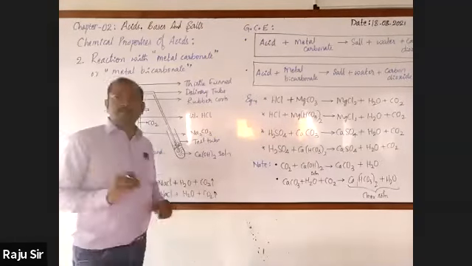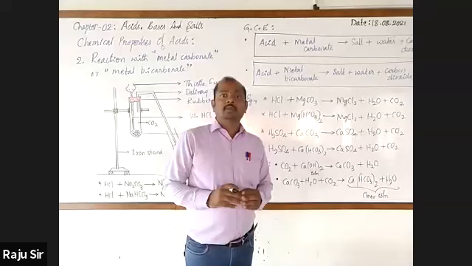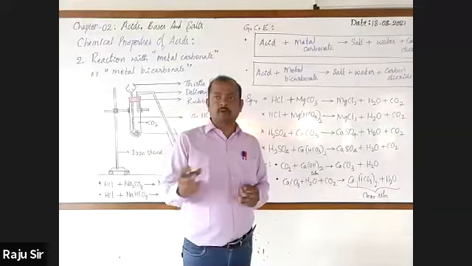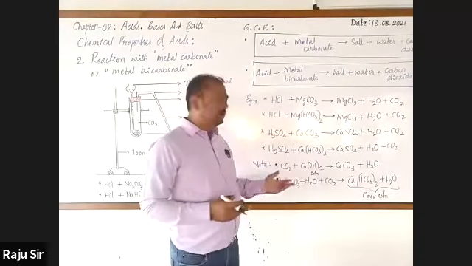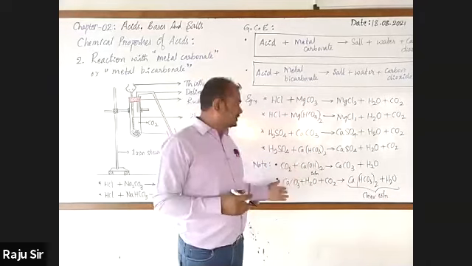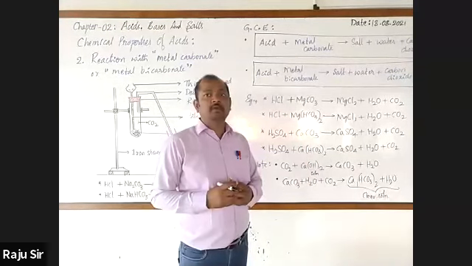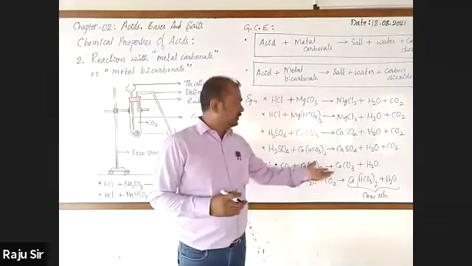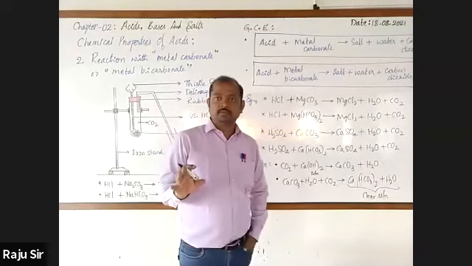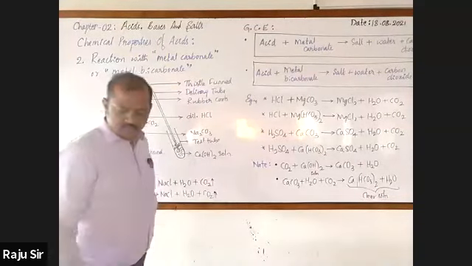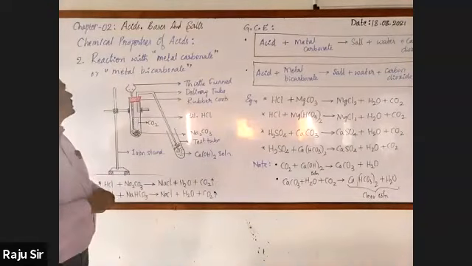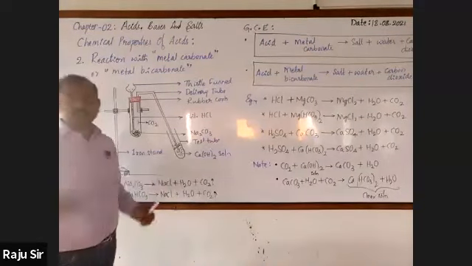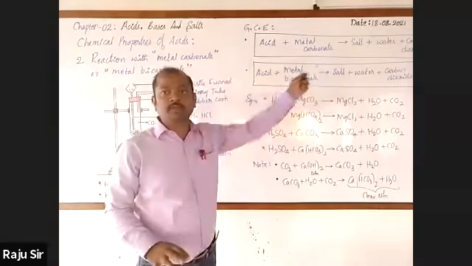Now let me ask you one simple question. Name the salt which is soluble in water, which is formed when an excess amount of carbon dioxide is passed into the calcium hydroxide solution. What will you write? Calcium bicarbonate. So this is about the reaction of acids with metal carbonate or metal bicarbonate. Products are the same: salt, water and carbon dioxide.